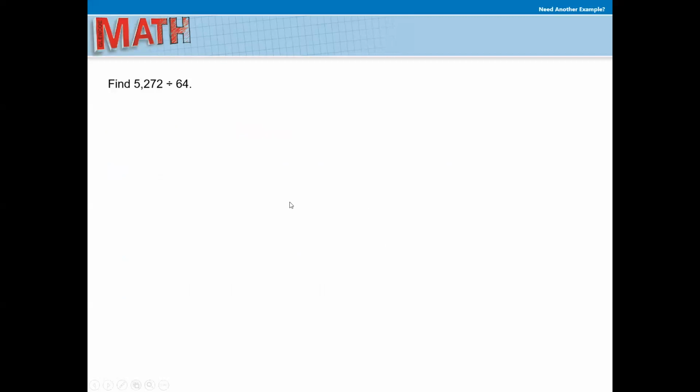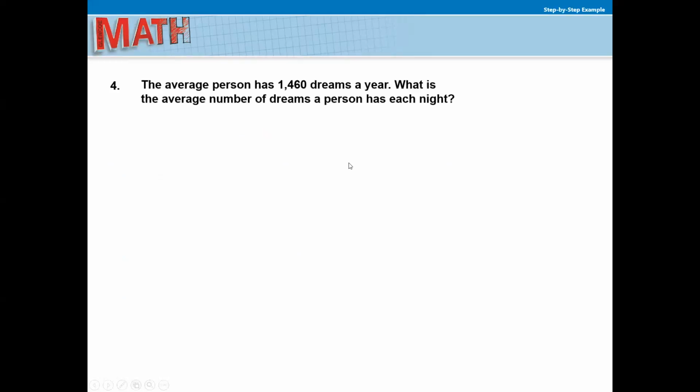Here's another example. Find 5,272 divided by 64. Start by writing the division bracket. This large number belongs inside the bracket. You're dividing by 64. The 64 will go outside of the bracket. Carefully show all of your long division in your math notebook. Pause while you're doing your work. Press play when you're ready to continue.